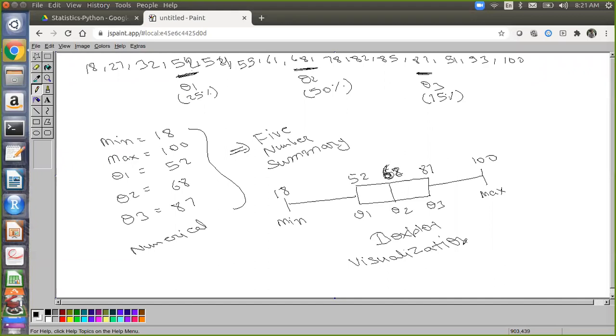Now till here everyone is clear how to create the box plot and how to find out the 5-number summary? Yes. Okay.